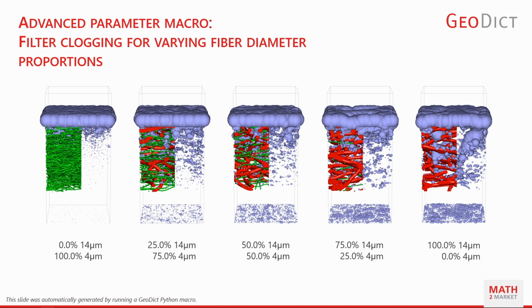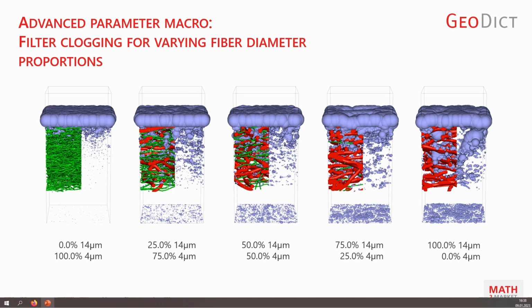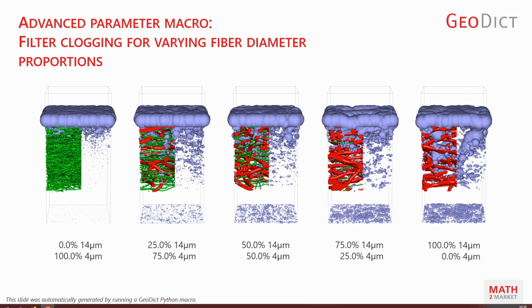On the images we see that the structures are clipped halfway to see also some particles which are filtered inside the structure. This is only visualization. The structure is of course still there, but invisible. The thicker the fibers, the more particles go through, as we would expect.